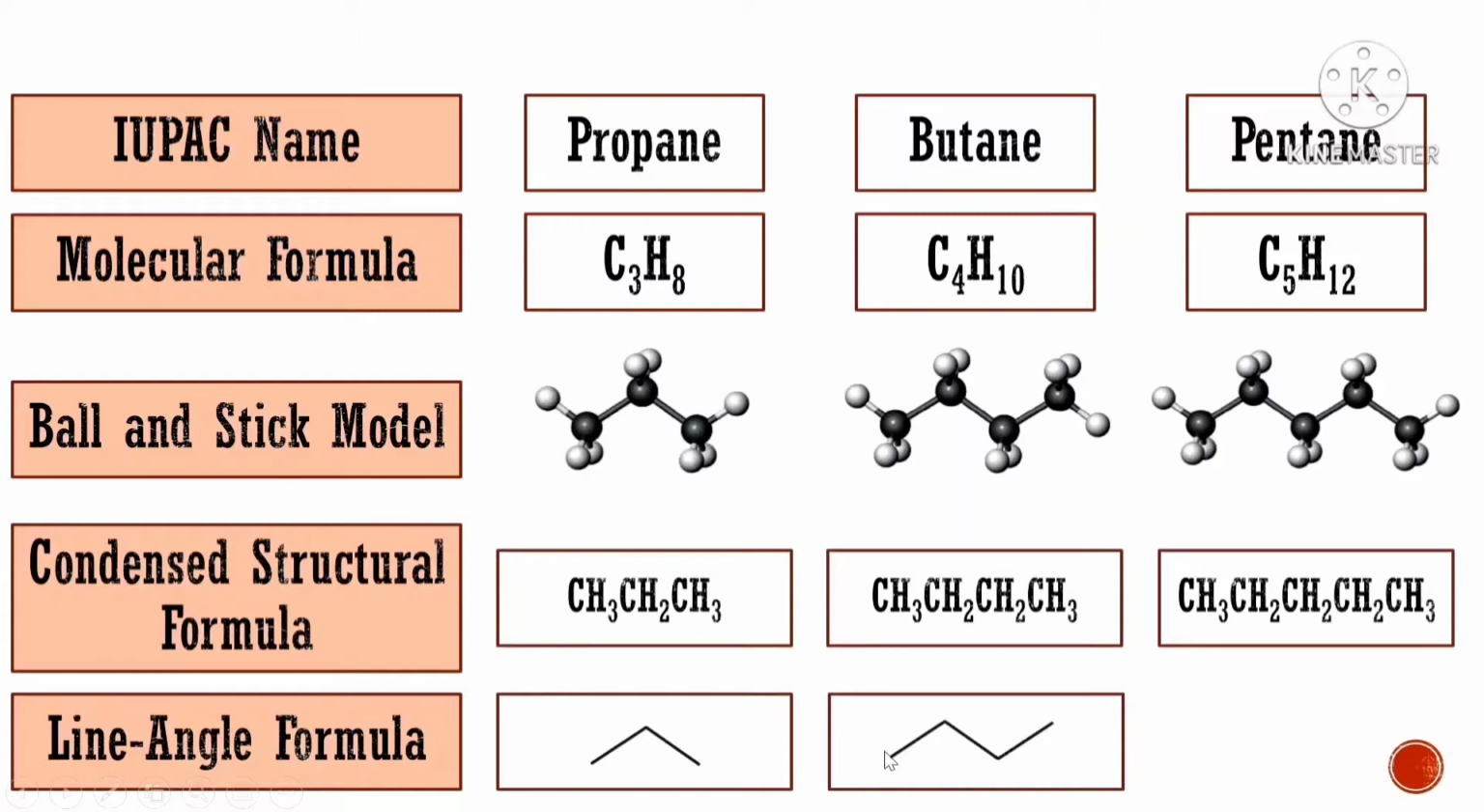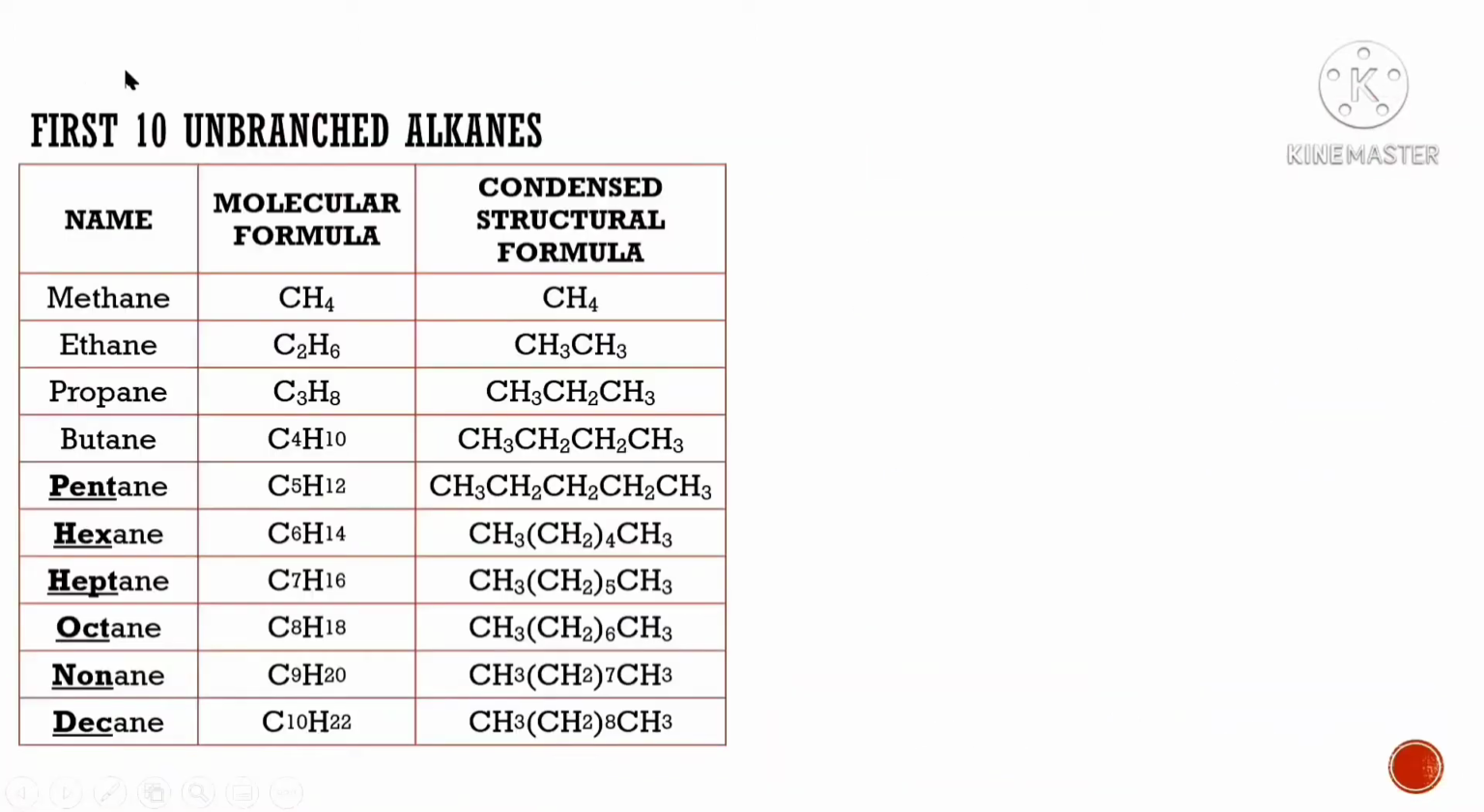For butane, we have CH3, CH2, CH2, CH3. And for pentane, we have CH3, CH2, CH2, CH2, CH3. Alkanes are hydrocarbons that contain only single bonds. They are called saturated hydrocarbons because all the carbon atoms contain the maximum number of hydrogen atoms possible. In other words, there are no carbon-to-carbon double or triple bonds.